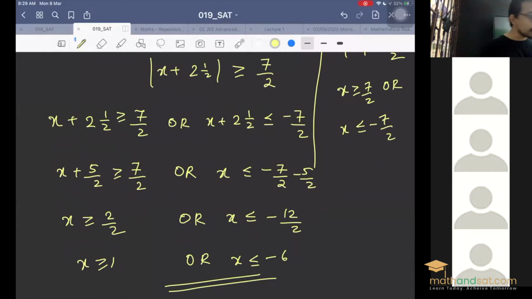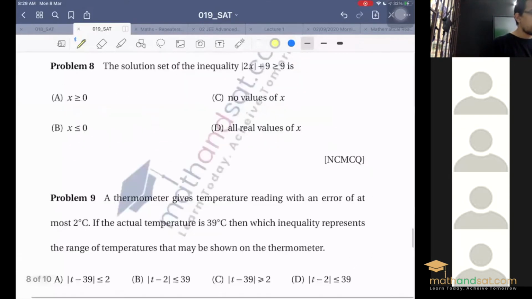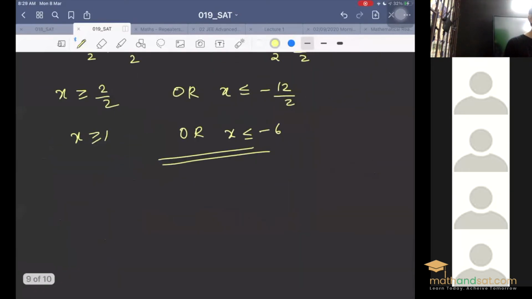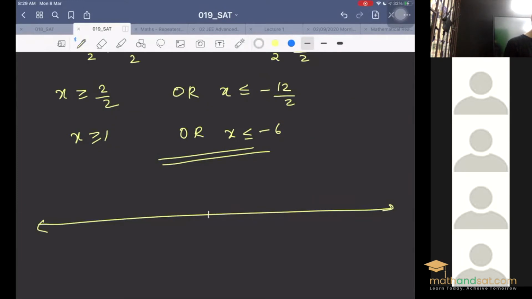The question talks about the greatest negative integer. So if you mark the solution set, it will be 0 here, 1 here, negative 6 here. The solution set looks like this: 1 and towards the right side of 1, and negative 6 and the left side of negative 6.